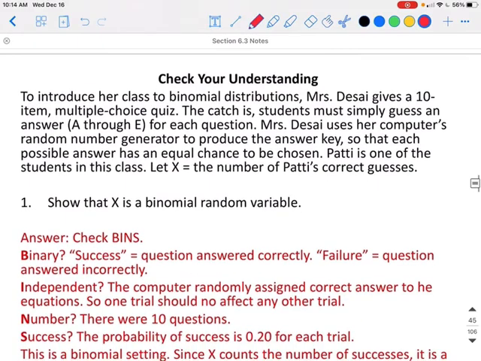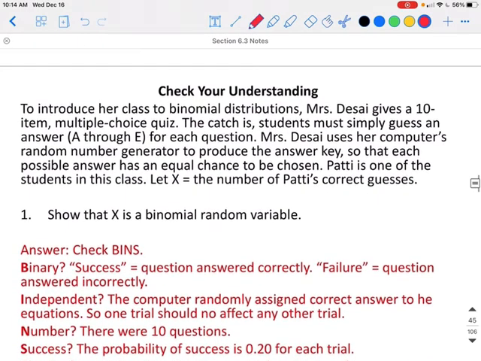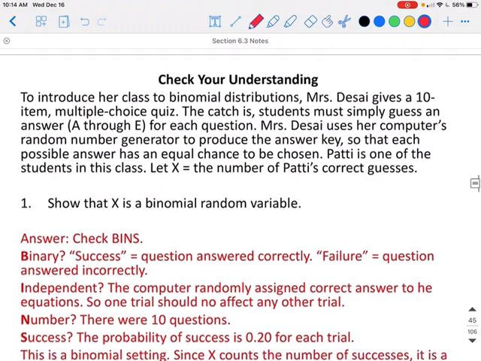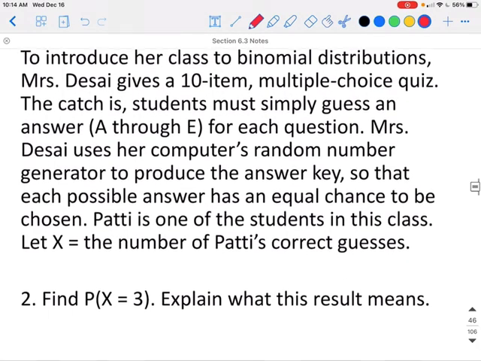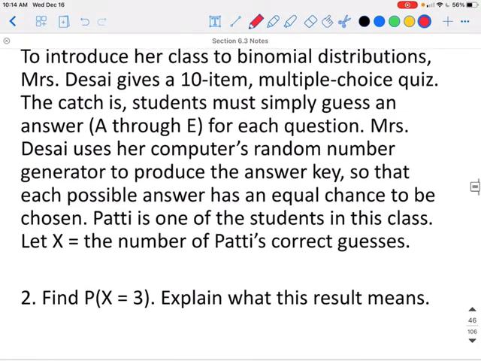And S is the probability of success. Since the options can be A through E, each question has 5 different answers, and each answer has a 20% chance of being correct since the computer is randomly generating the answers. This is a binomial setting since X counts the number of successes, and it is a binomial random variable where n equals 10 and p equals 0.2 or 20%. Now find the probability that X equals 3. Explain what this result means.